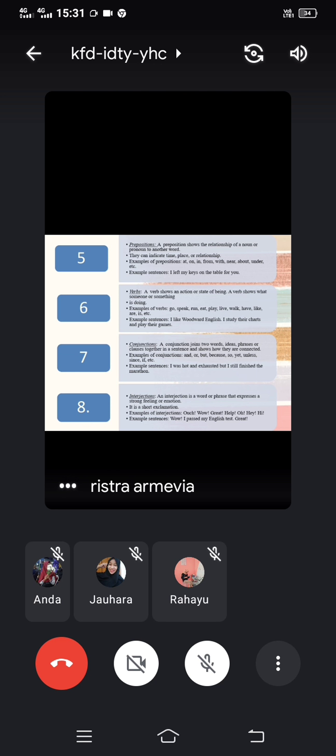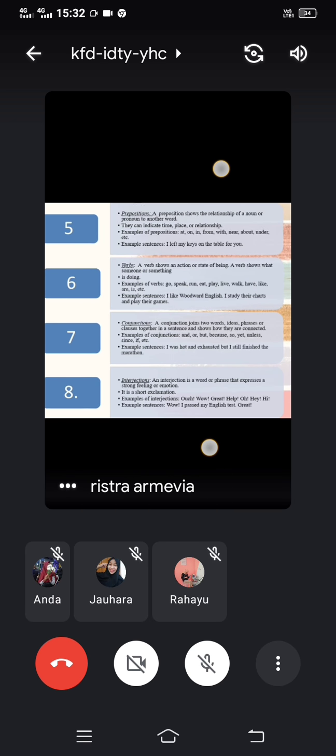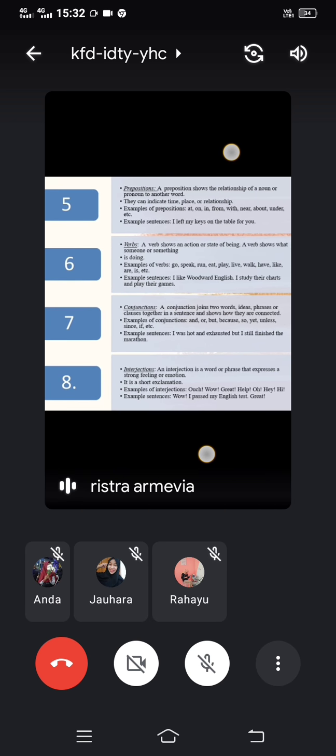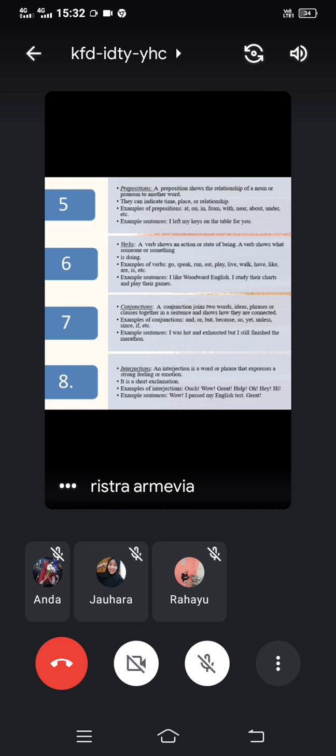Number 5, preposition. A preposition shows the relationship of a noun or pronoun to another word. They can indicate time, place, or relationship. Examples of prepositions: at, on, in, from, with, near, about, under. Example sentence: I leave my keys on the table for you.